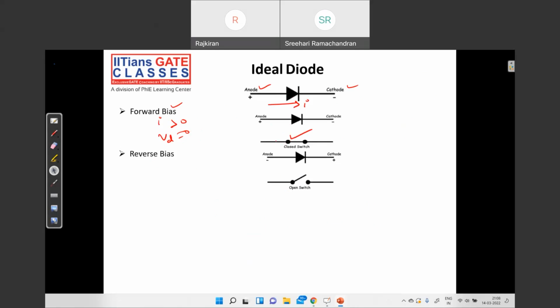Hello, sir. Yes, sir. Clear? Getting what is forward bias? Forward bias means the current through the diode should be greater than 0. When the current is greater than 0, it behaves like a short circuit.